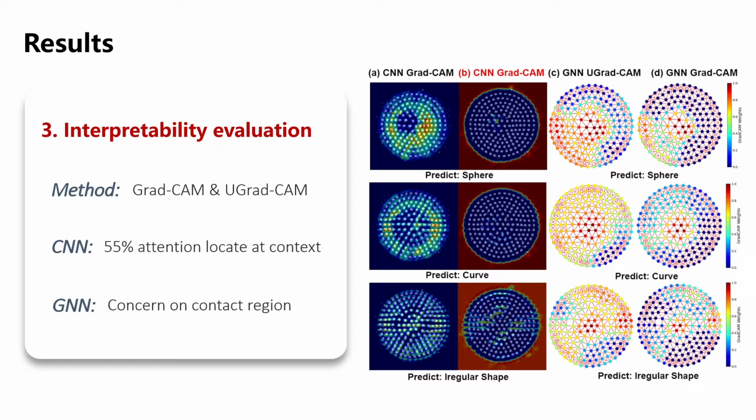We apply this method on the CNN, and as for the GNN, we apply an extra method named the U-Grad-CAM, and U means the two-sided. It can indicate both the positive and negative contribution of each node.